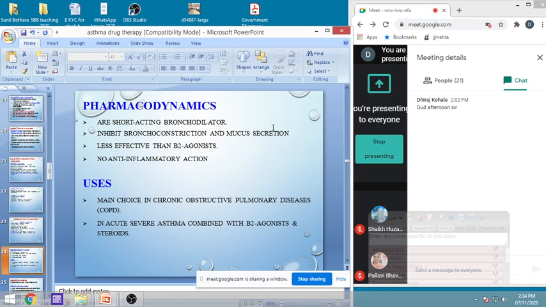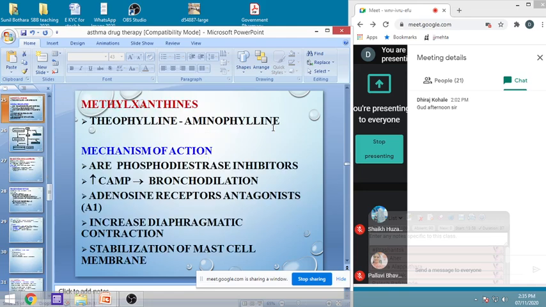Status asthmaticus is very severe and does not respond to the routine drugs which are given. So you have to increase the dose and the number of drugs. In those cases, these drugs are added along with the beta 2 agonist.